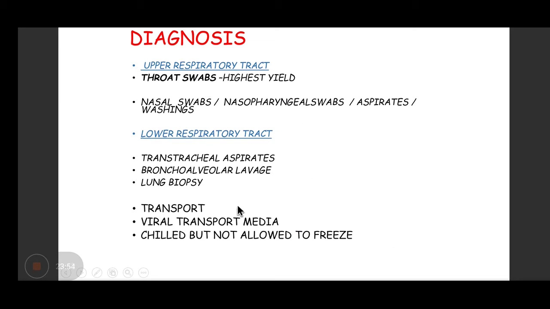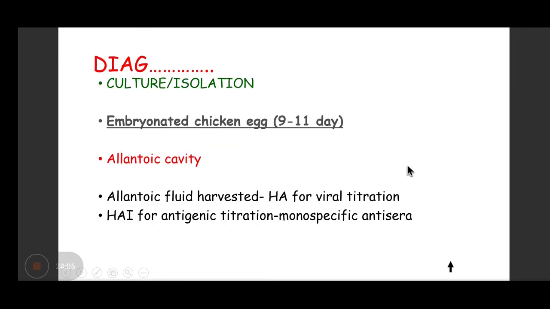The sample should be transported with cold chain maintenance in a viral transport medium, and it should be chilled but not frozen during transportation. For influenza virus, the gold standard for diagnosis is culture. Culture is done in embryonated chicken eggs, 9 to 11 days old, in the allantoic cavity of the egg. Allantoic fluid is harvested after 4 to 5 days, and then we look for hemagglutination titration. If it is positive, it means it is influenza virus.